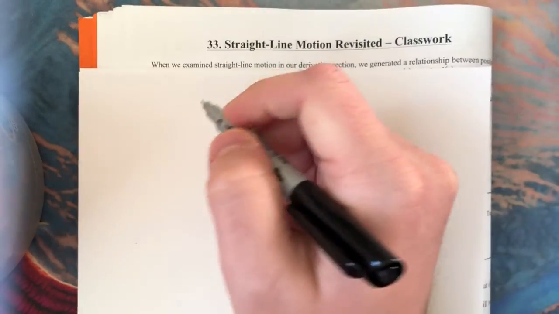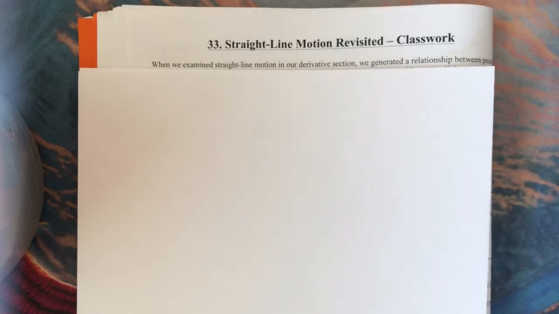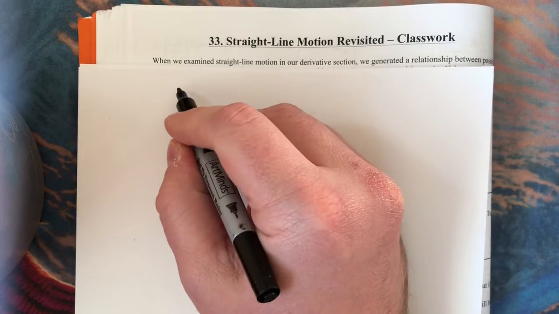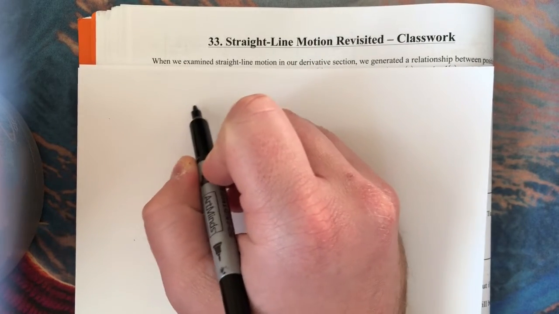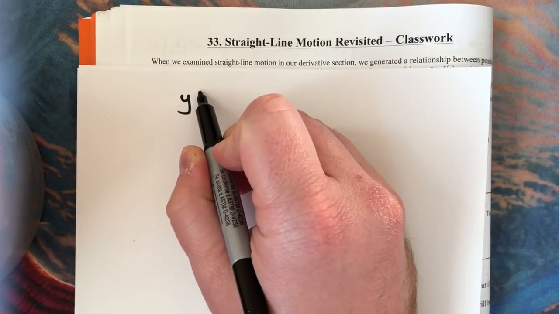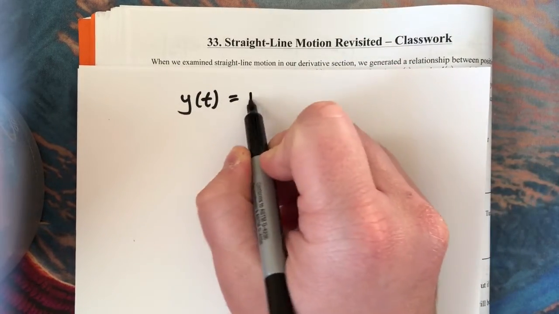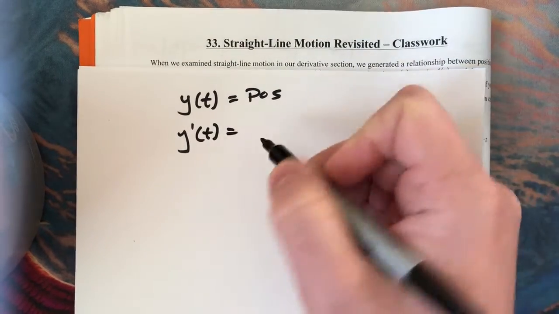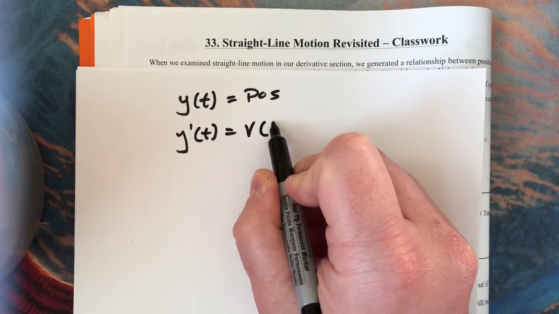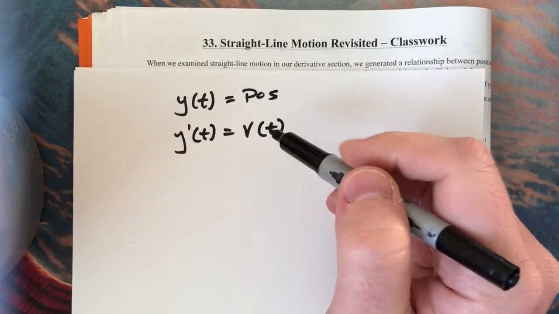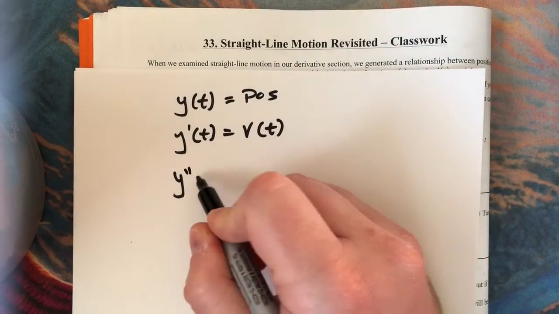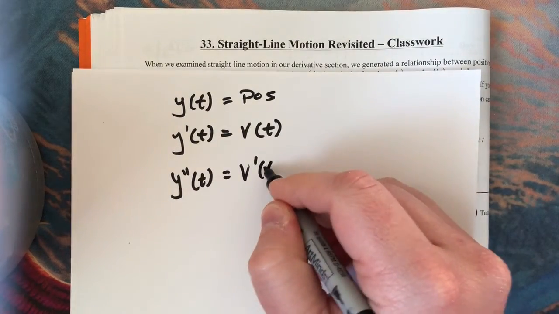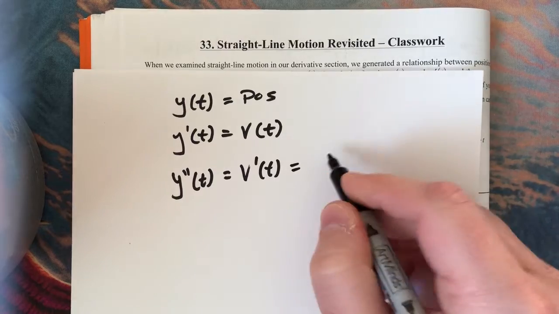We knew that if we had position, sometimes it would be called S, sometimes X, sometimes you could call it P, whatever you want to call it. Even if we had vertical position, we could call it Y, right? So if we had Y of t as position, then Y prime of t we would call velocity. So the derivative of position is velocity. And Y double prime of t, we can call that V prime, or we can call that acceleration.